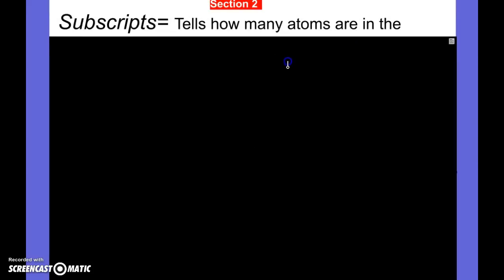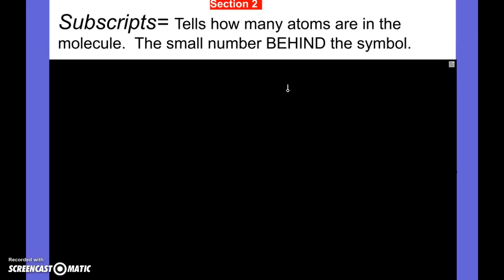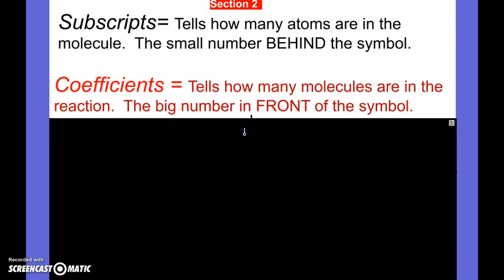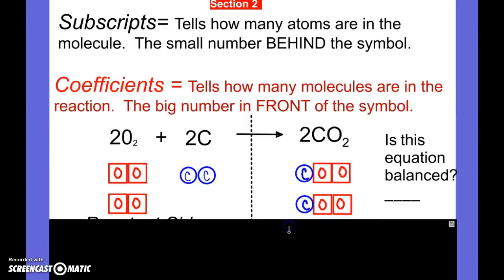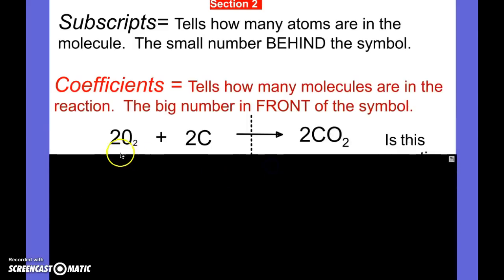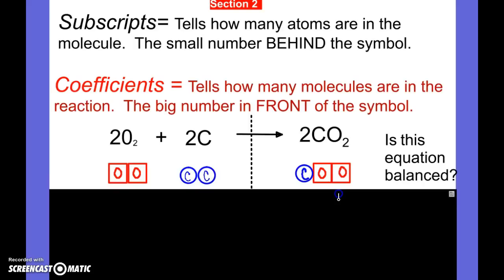Section 2. Let's review that the subscript is the small number behind the symbol and tells you how many atoms are in the molecule. The coefficient tells you how many molecules are in the reaction, and it's the big number in front of the symbol. So let's say that we had a new equation. 2O2 plus 2C, 2 carbon atoms, makes, remember that arrow means makes, 2 carbon dioxide molecules. So the question would be, is this equation balanced?